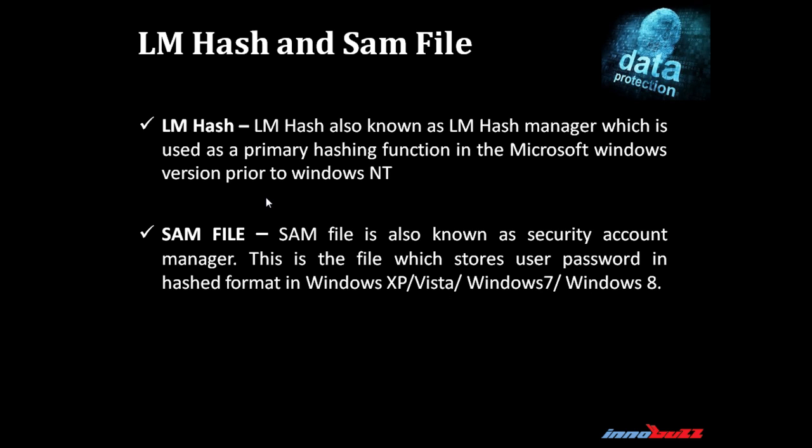Now let us look into LM hash and SAM file. LM hash, also known as LAN Manager hash, is a primary hashing function used in Microsoft Windows versions prior to Windows NT. SAM file is also known as Security Account Manager. This is the file which stores user passwords in hashed format in Windows XP, Vista, Windows 7, Windows 8, and Windows 8.1.